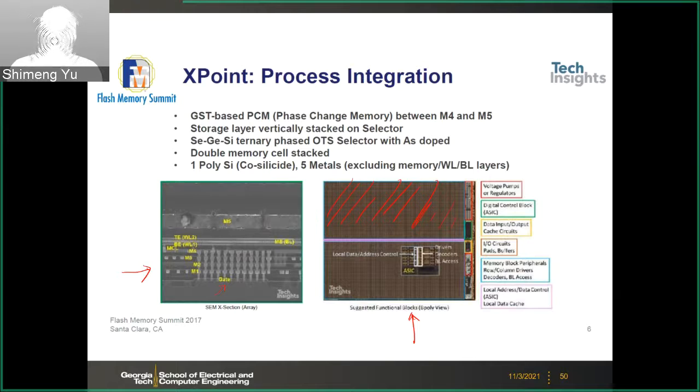And then they examined the material for the 1S1R. The element map tells that the R is a phase-changing memory, a GST-based phase-changing memory. And then the selector is this OTS selector. And the composition involves selenium, germanium, silicon, arsenic as well.